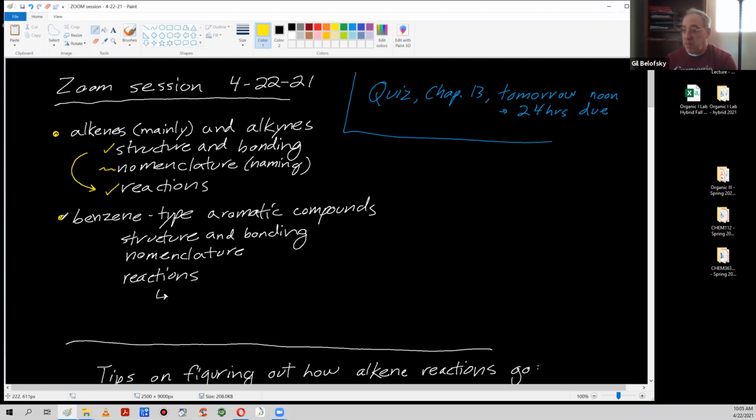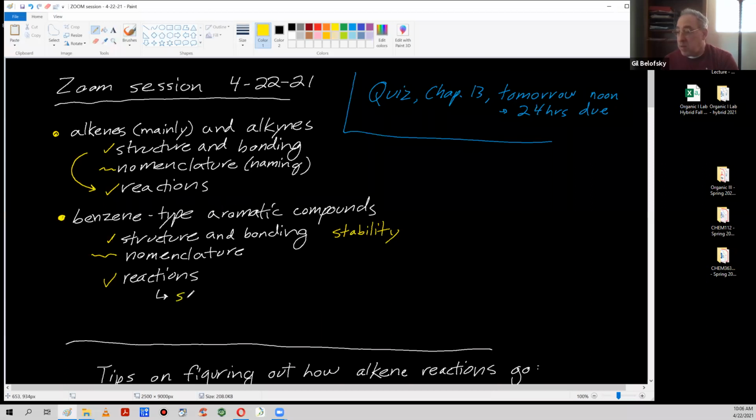Same with benzene type compounds that we just started covering. The structure and bonding of benzene is important. They're highly stable. Nomenclature, again, we want a working knowledge of it, but we don't want to go crazy with it. And then the reactions, except we haven't done any reactions of benzene type compounds.